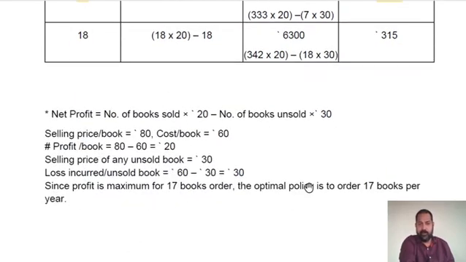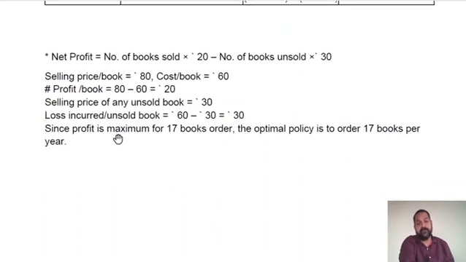Here they've given you the profit and loss calculation. Last line: since the profit is maximum for 17 books, the optimal policy is to order 17 books per year. That's it. That is question number 2, if I'm correct.